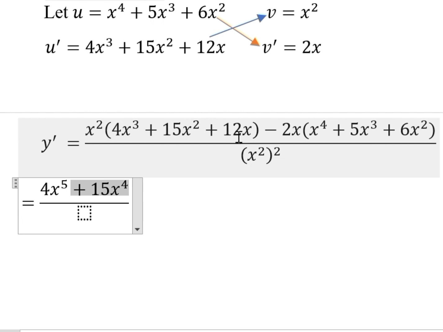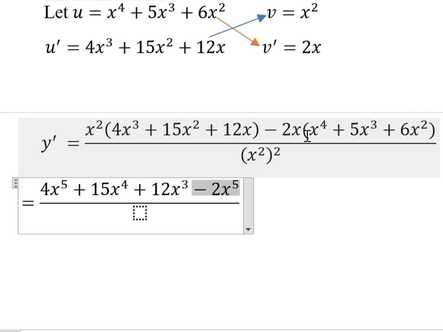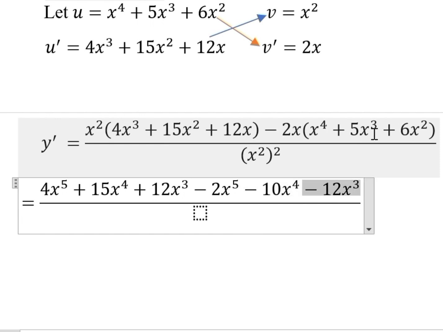This times this gives us 12x cubed minus 2 times this will give us 2x raised to power 5. Then minus this times this will give us minus 10x raised to power 4. And this times this will give us minus 12x raised to power 3. For the denominator side, we shall have to multiply the powers considering the laws of indices. That gives us x raised to power 4.